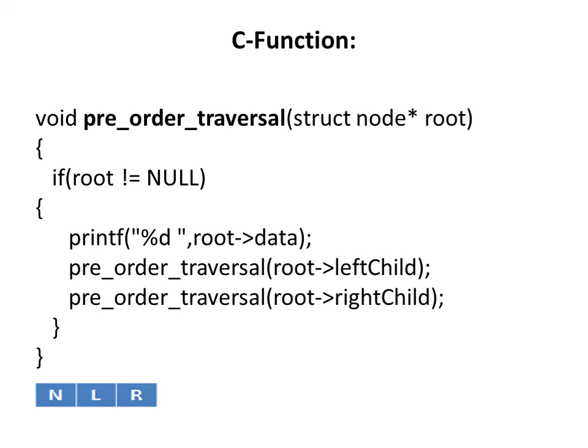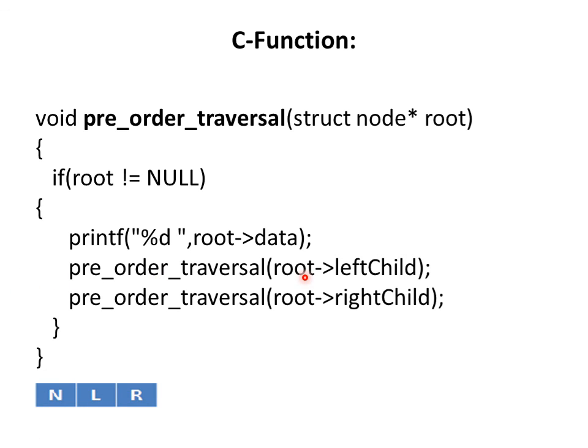Next, what is the C function? Here you can observe, we should write the program in this form. This is pre-order because the root node should come first, followed by left and right. Therefore, void preorder traversal, struct node, I am calling it root node. If root is not equal to null. If it equals null, what happens? There is no node. If it is not null, it will print the data in the root node, that is N.